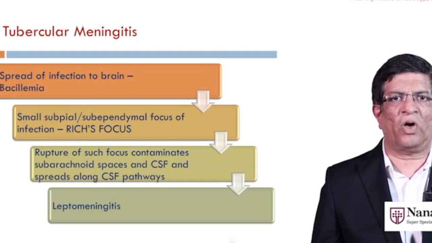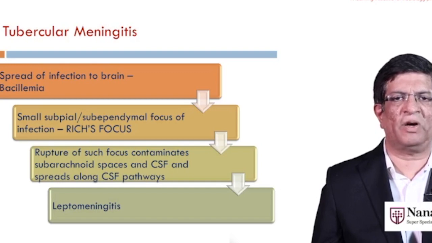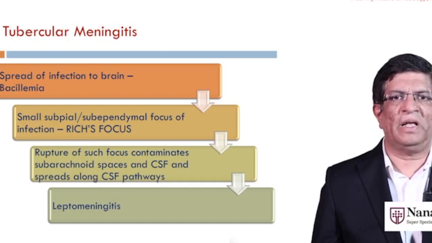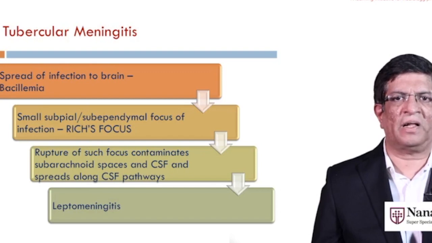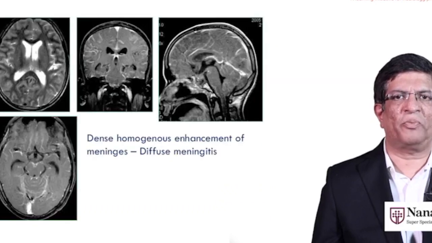The bacilli get lodged in a small subpial or subependymal focus of infection, which is called Rich's focus, which is similar to Ghon's focus in the lungs. Rupture of this focus contaminates the subarachnoid spaces and CSF, and that leads to spread of this infection along CSF pathways, which leads to leptomeningitis. And this is how leptomeningitis looks on MRI.